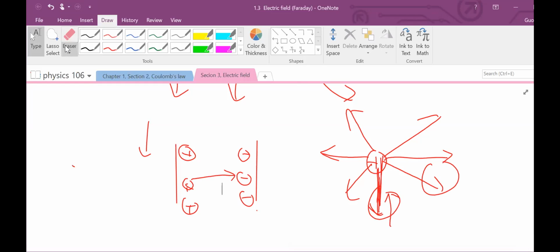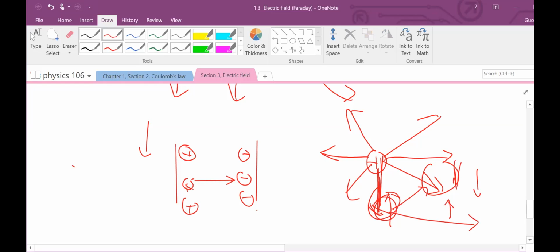Let me erase this. I want to draw with a little better pen. It should be a completely straight line, perpendicular to the plate. For this charge, you have a little y component, but for the charge on the bottom, it will have an upward component. In other words, the upward and downward y components all cancel out. The only thing remaining is the x component, pointing in this direction. So that's what I have.